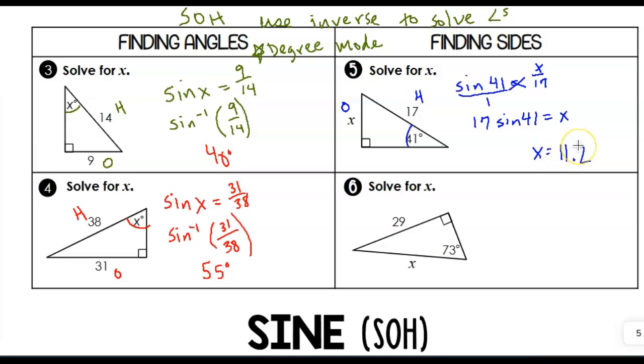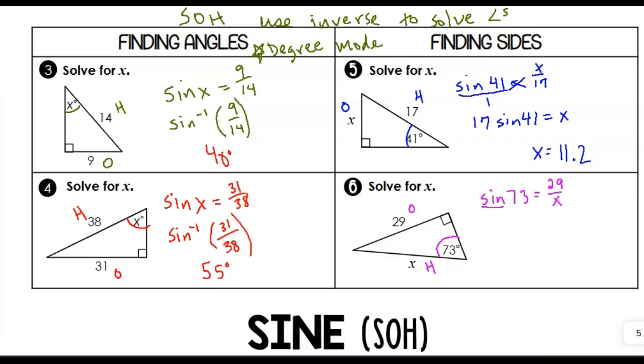And then finally we have example number 6. It's the last type of example that you'll see. There's really only 2 types of examples with solving sides. One with x in the numerator, and guess what? The other example is when we put x in the denominator. So let's take a look. We label our sides based off of our reference angle. So x is our hypotenuse, 29 is our opposite. SOHCAHTOA tells us to use sine. It'd be sine of 73 is equal to 29 over x.